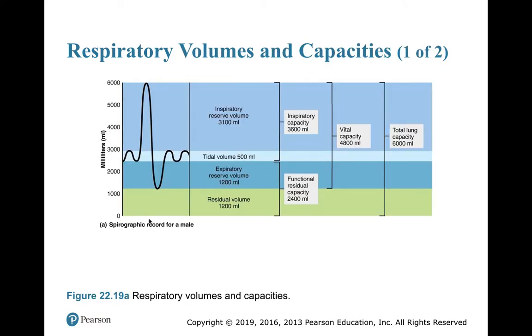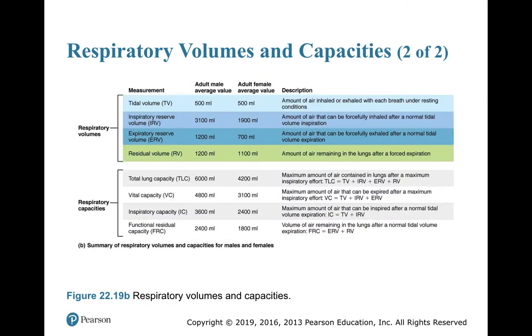And so you would get a measurement on that spirometer device that would look something like this. If this is your inspiratory reserve, your tidal volume, your expiratory reserve, and your residual volume, giving you inspiratory capacity and functional residual capacity, vital capacity, and total lung capacity. And these are the values for typical adult male and adult female.